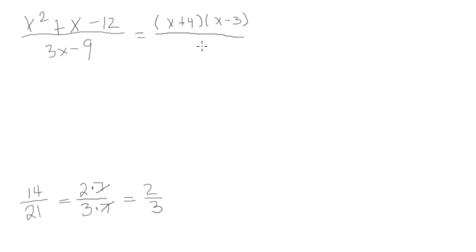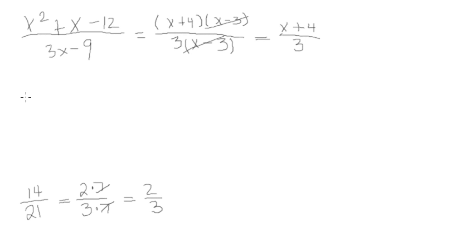Then I look at the denominator. I see that the 3 and the 9 have a common factor of 3. So I factor out a 3 to get 3 times the quantity x minus 3. Now, just like I had in the numeric example, I have x minus 3 as a factor in both the numerator and denominator. A factor over itself is equivalent to 1, and so it cancels. And so I'm left with a simplified fraction of x plus 4 in the numerator divided by 3 in the denominator. Let's take a look at another example.